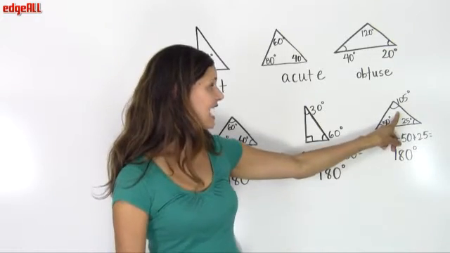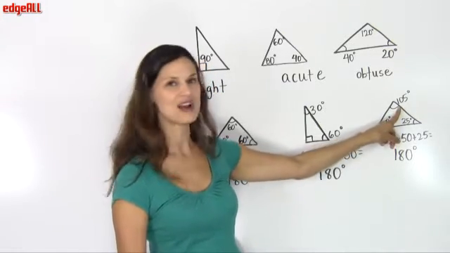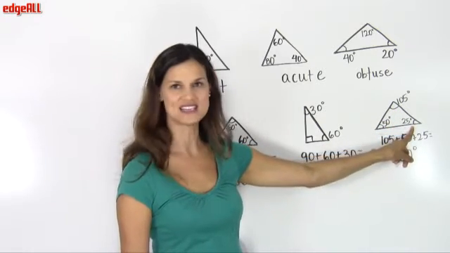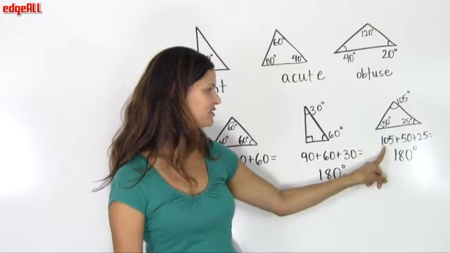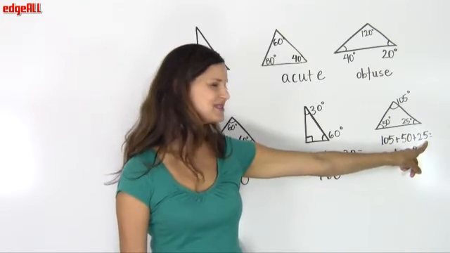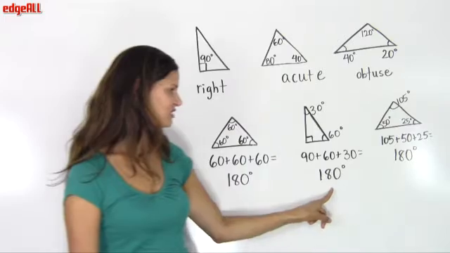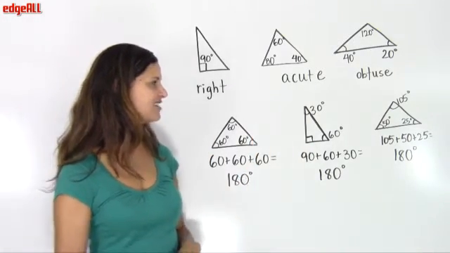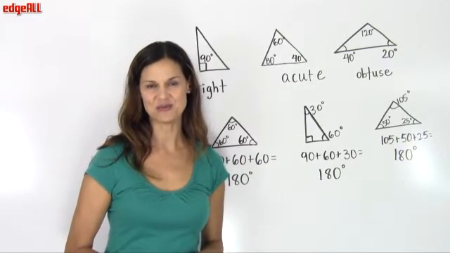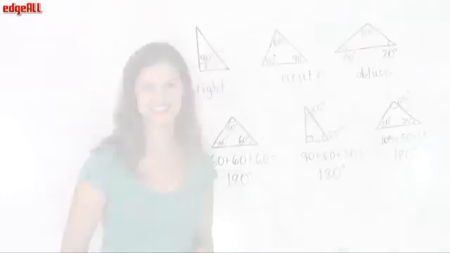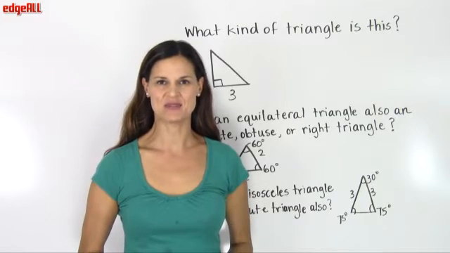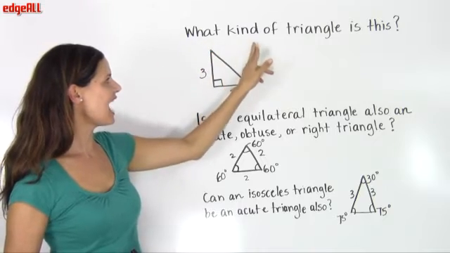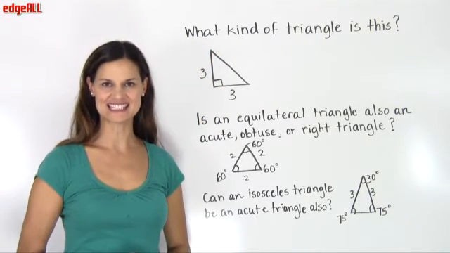And then in this obtuse triangle, where we have a 105-degree angle here, we have 50 degrees here and 25 degrees here. And so 105 plus 50 plus 25 equals 180 degrees. The three interior angles of a triangle always add up to 180 degrees. Let's look at a couple of examples of triangles. In this first question, we are asked, what kind of triangle is this?